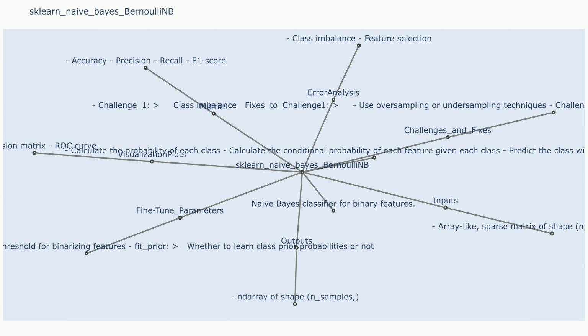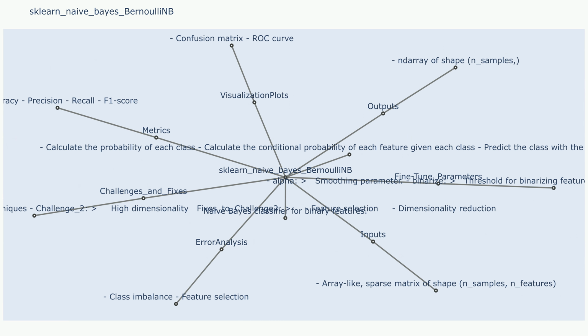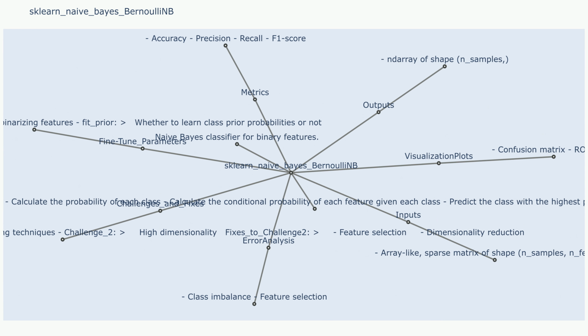Challenges and fixes. Challenge 1: Data sparsity. BernoulliNB can struggle with sparse datasets, where many features have a value of 0. This can lead to overfitting and poor generalization. Sample use case that resulted in Challenge 1: text classification with a large vocabulary, where many words are absent in most documents.